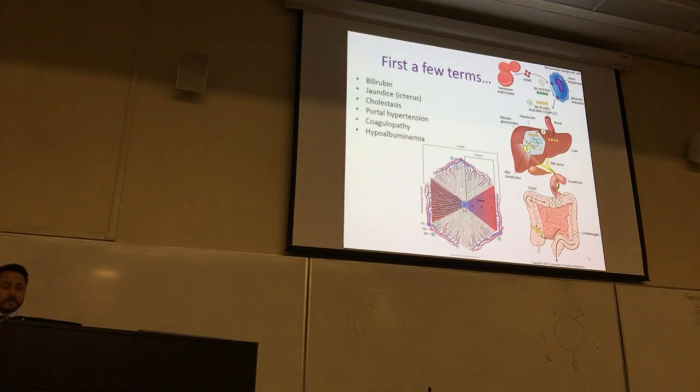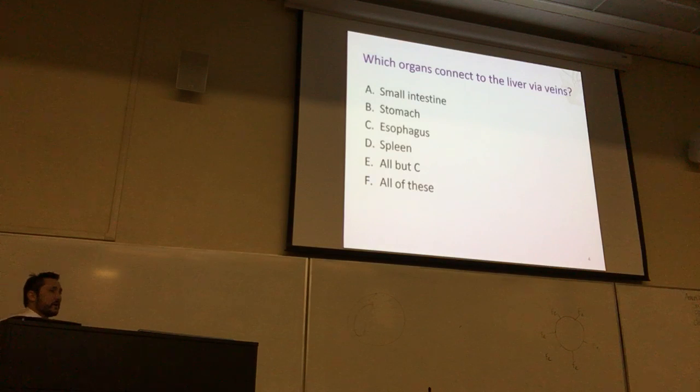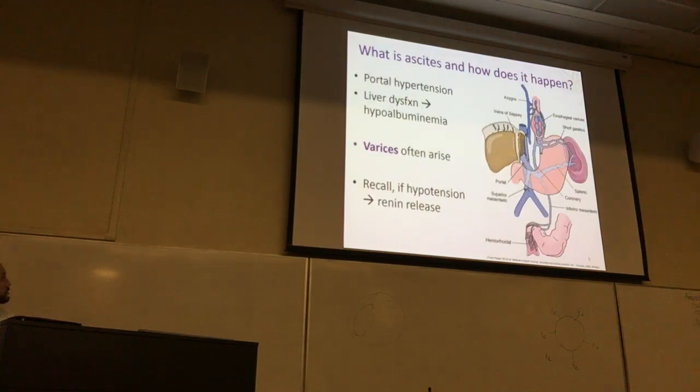Okay? So the liver is responsible for a ton of different things. Which organs connect to the liver via veins? Small intestine, stomach, esophagus, spleen, all but C, all of these. All of them connect via veins. Remember, the liver, or the hepatic circulation, is all venous oriented. It's super, super important. Okay? That's also why it's very susceptible to hypertension, because the pressure on the venous circulation is typically very low.